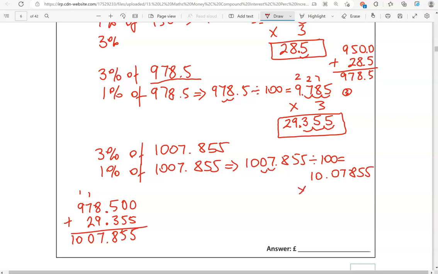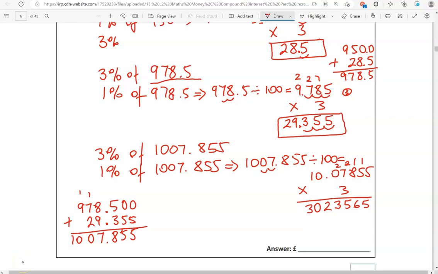So we've got 1%, we're going to multiply it by 3 to get 3%. So 3 times 5 is 15, 5 down, 1 carried over. 3 times 5 again 15, and the 1 is 16, so 6 down, 1 carried over. 3 times 8 is 24, and the 1 is 25, 5 down, 2 carried over. 3 times 7 is 21, and the 2 is 23, so 3 down, 2 carried over. 3 times 0 is 0, and the 2 is 2. 3 times 0 is 0, 3 times 1 is 3.